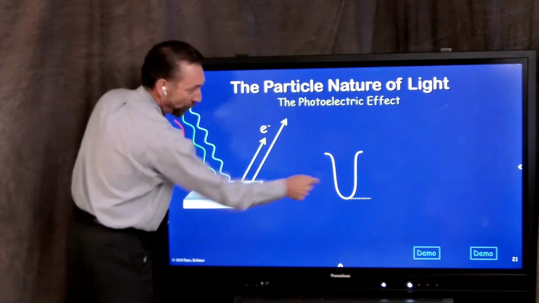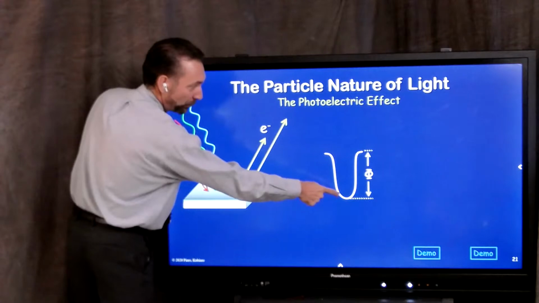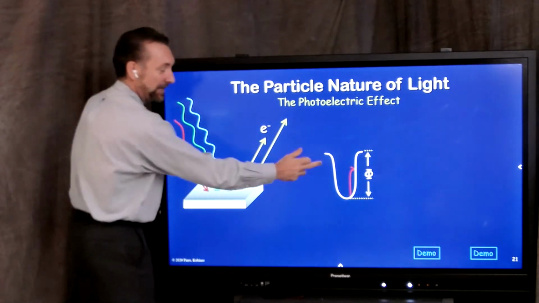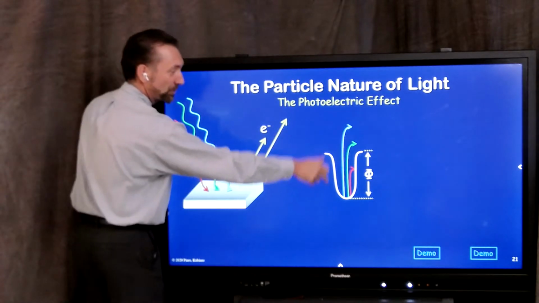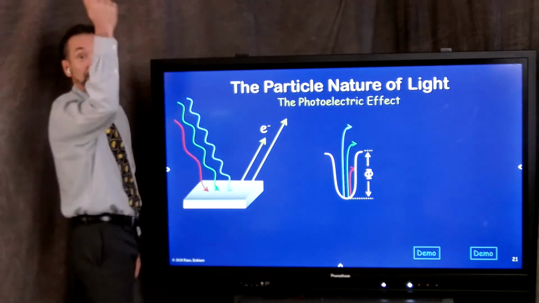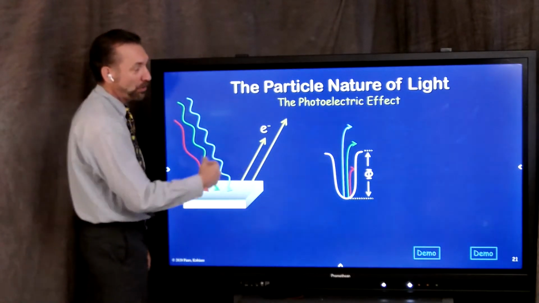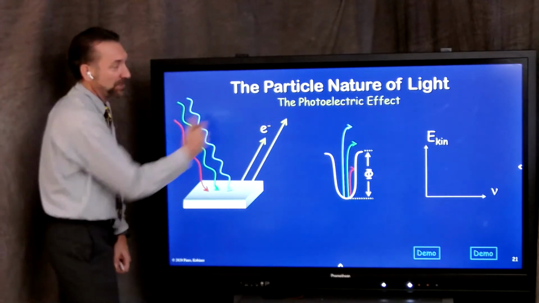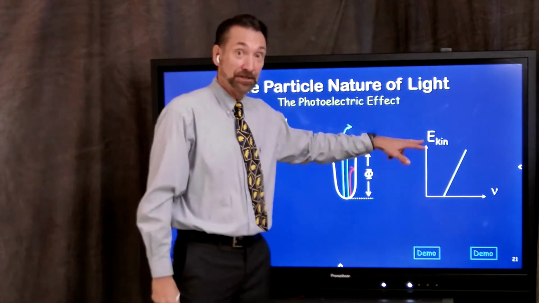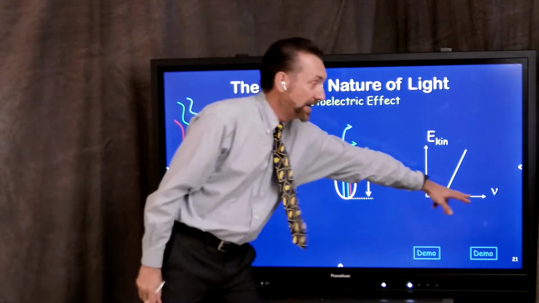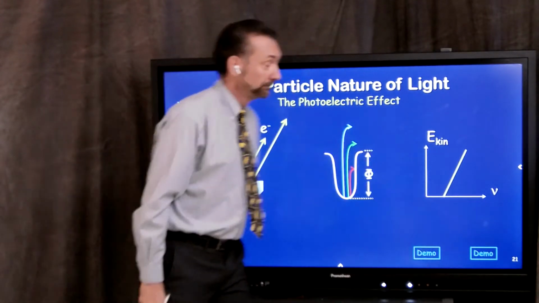And what you have to do is overcome the work function, which is the binding energy. And we know now we can associate this with ionization. We're pulling an electron off, photoionization. These are photoelectrons, we call them. And we can plot the kinetic energy of the electrons versus the photon energy or the frequency.